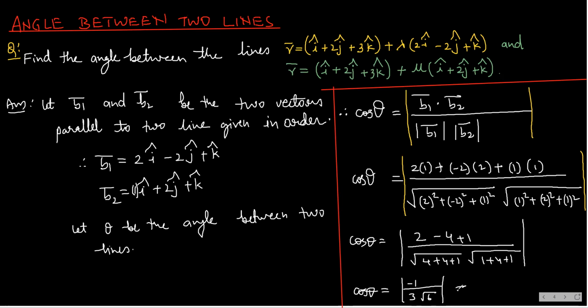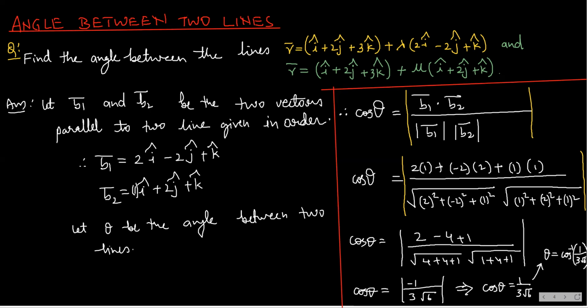So the next step is we write cos of theta equals, since it's mod, it has to come outside the mod as a positive number. So 1 upon 3 root 6 I would get, and hence finally this will get me theta equals cos inverse of 1 upon 3 root 6, which you can leave as this. You can leave the answer as this only.